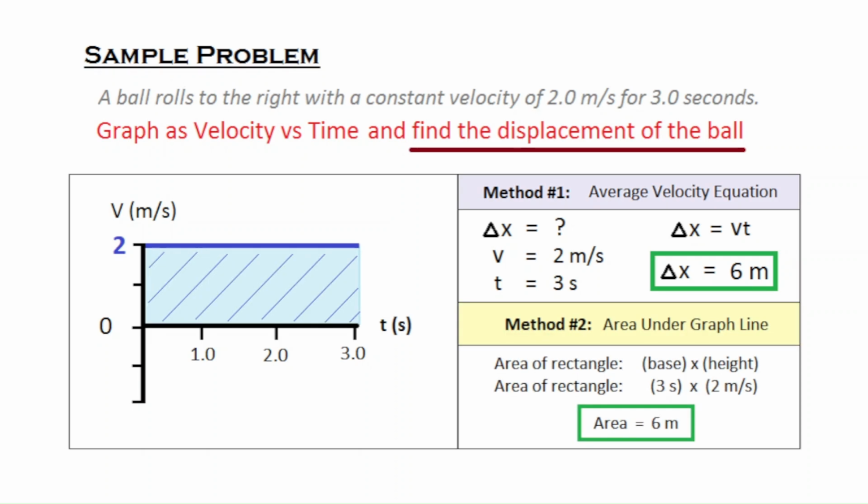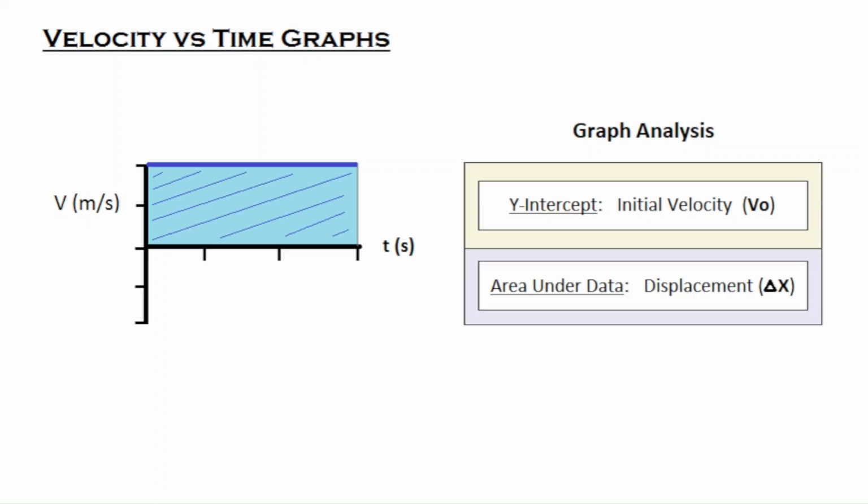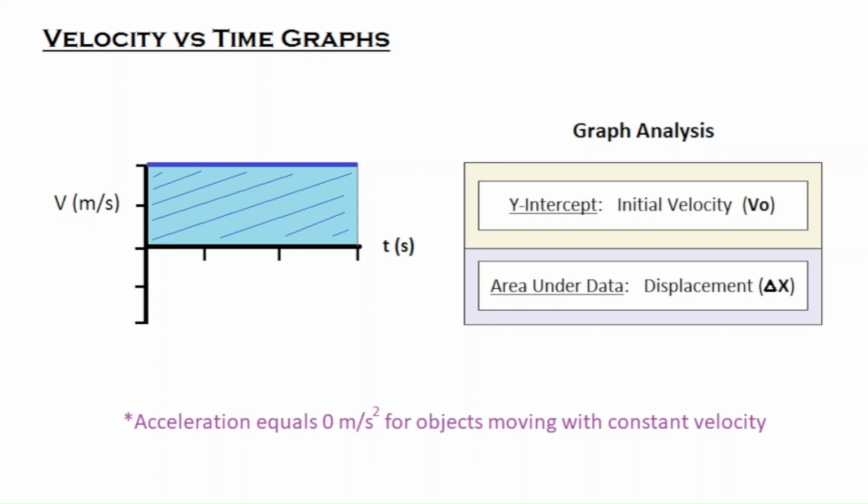Something else to point out is to analyze the area underneath the graph line. If I shade in this area, I wind up with a rectangle, and I can find the area of that rectangle with base times height. The base is 3 seconds, the height is 2 meters per second. Finding the area would also give me an answer of 6 meters. So it looks like the area under the data of a velocity versus time graph is another way to find displacement. To summarize velocity versus time graphs, know that the y-intercept represents the initial velocity of the object, the area underneath the data represents the displacement of the object, and another reminder that acceleration equals 0 for objects that move with constant velocity.